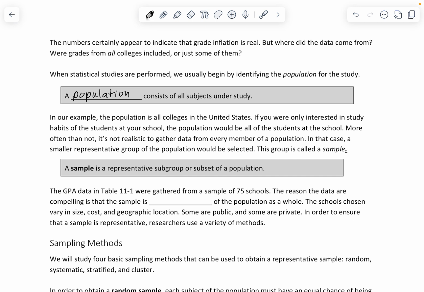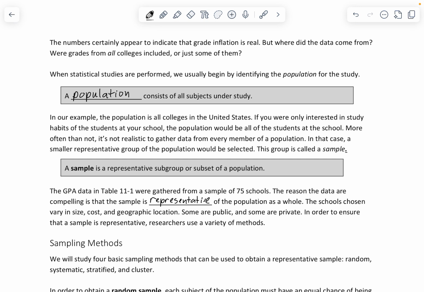More often than not, it's not realistic to gather data from every member of a population. In that case, a smaller representative group of the population would be selected. This is called a sample. A sample is a representative subgroup or subset of a population. The GPA data in Table 11-1 were gathered from a sample of 75 schools. The reason the data are compelling is that the sample is representative of the population as a whole. The schools chosen vary in size, cost, and geographic location. Some are public and some are private.